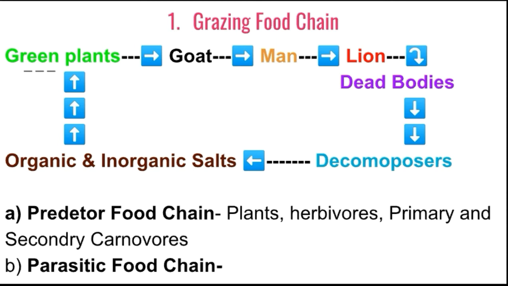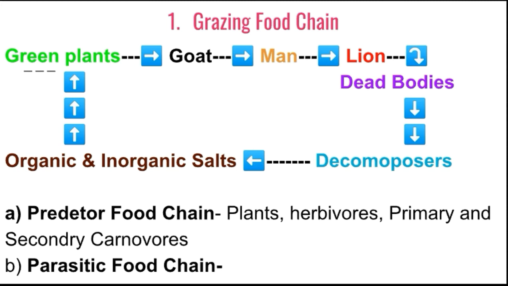The next one is the parasitic food chain. In the parasitic food chain, the plants and animals of the grazing food chain are infected by parasites. We know very well that plants and animals are infected by various types of parasites. In dogs as well as cattle, we have seen ectoparasites on the skin, as well as endoparasites in the blood. That is one particular kind of infection by parasites.